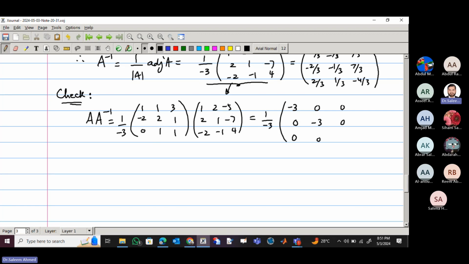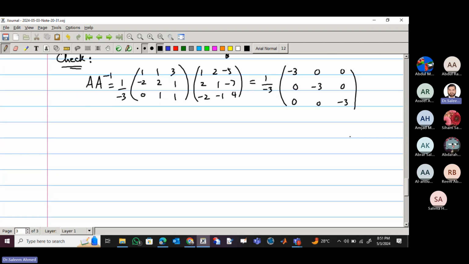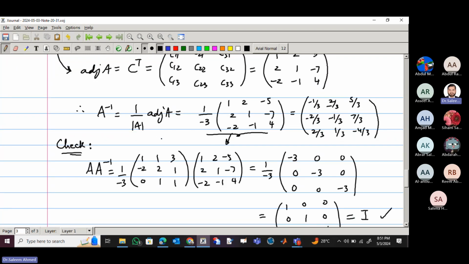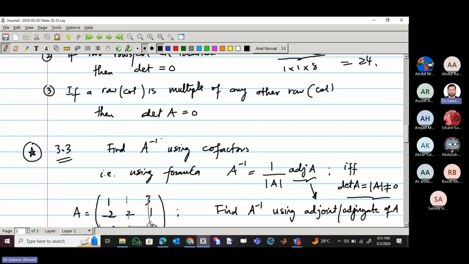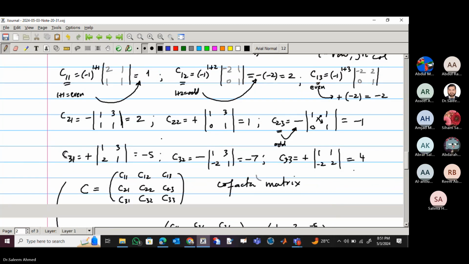Third column, 0, minus 7 plus 4 minus 3. See? It's not that I wrote it. If the inverse is correct, then I will get this. Now if I divide, it will become 1 0 0, 0 1 0, 0 0 1, and this is identity. It means my answer is correct. So it's always a good idea to multiply A with A inverse and check if you get identity or not. If you get identity, it means your answer is correct. So this is how you find them.